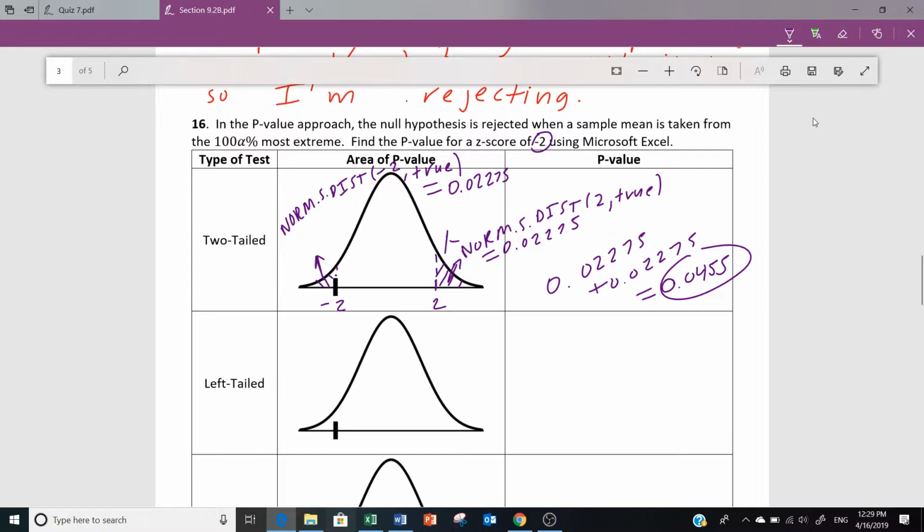So one more time, what's the shortcut? Take 0.02275 and multiply it by 2. But I really want you guys to draw the pictures because the pictures are foolproof.